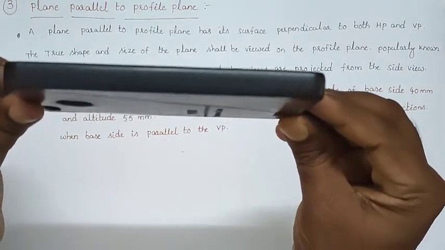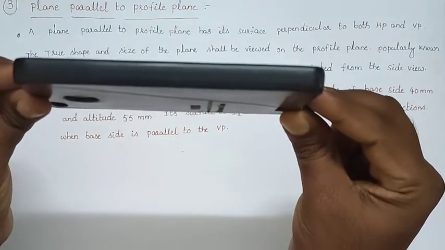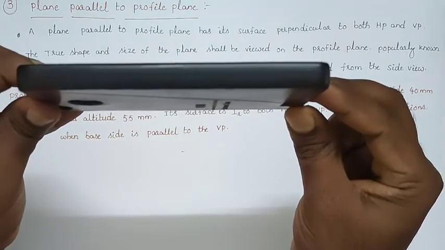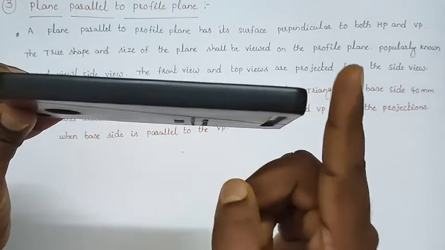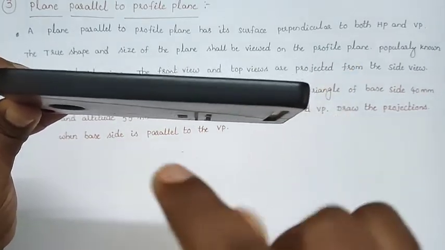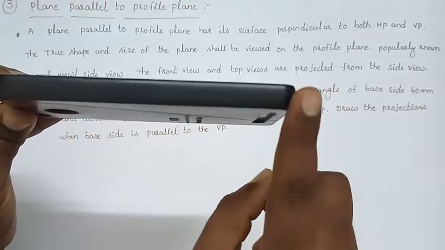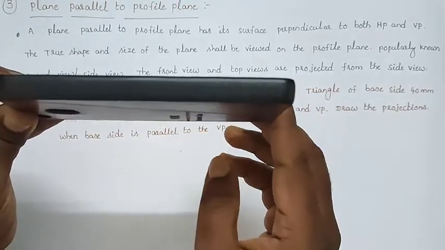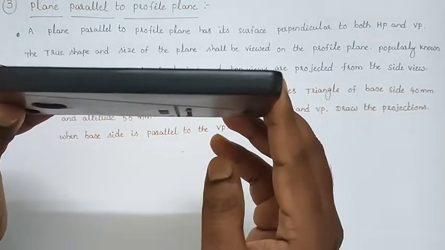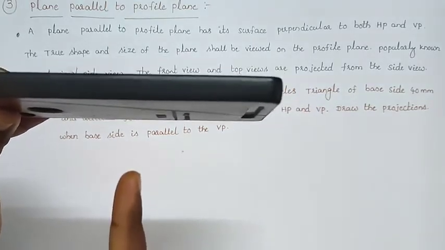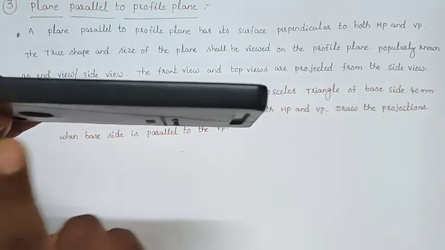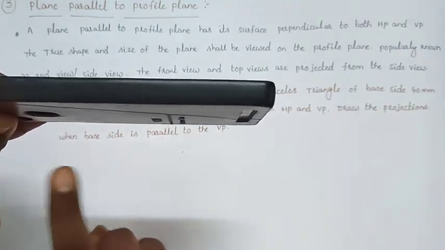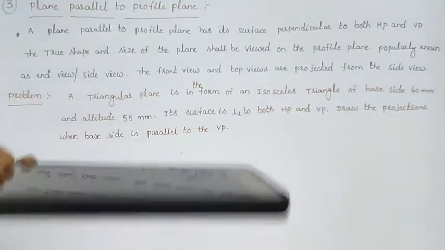Whenever a plane surface is perpendicular to both HP and VP, if you see the object from the front view direction, we will get a line as the front view. And if you see the object from the top view direction also, we will get a line on the horizontal plane. That means the top view is also a line. But whenever you see the object from the side view direction, the total true shape and size of the object can be viewed on the side view.